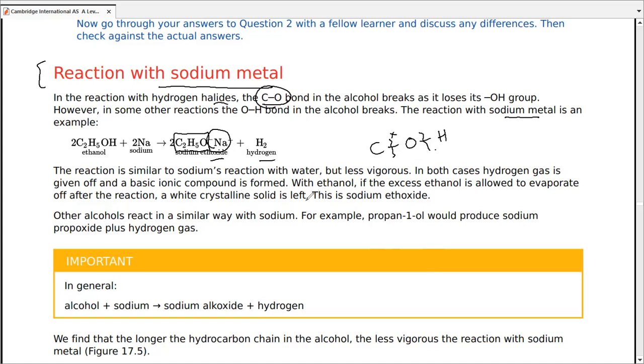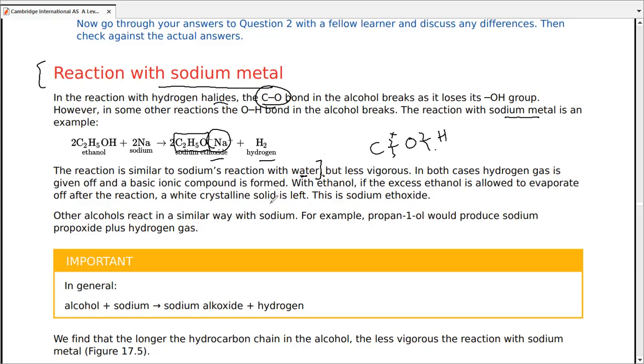And along with this, hydrogen. So the reaction is similar to sodium's reaction with water. Before I move ahead, remember sodium's reaction with water. If you take a small piece of sodium and throw it into the water, it moves on the surface of water, becomes smaller and smaller, becomes a ball.